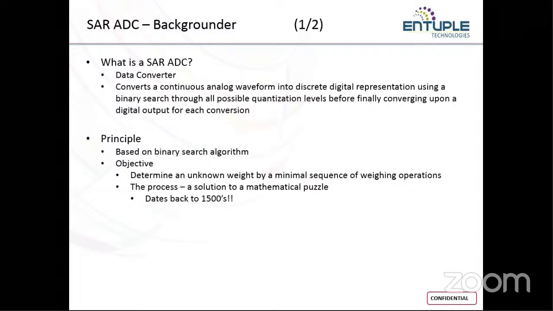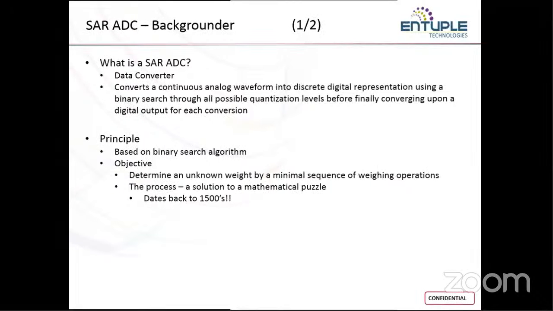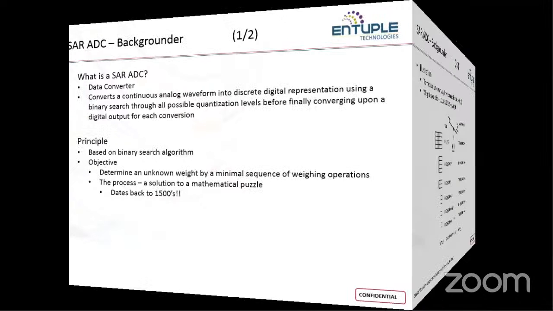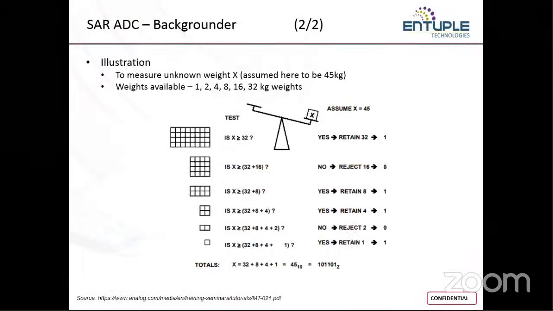And this is a solution to a mathematical puzzle which dates back to the 1500s. How to illustrate it? Let us assume that there is an unknown weight x, which we assume to be 45 kgs, and the weights that are available for us are 1, 2, 4, 8, 16, and 32 kgs.